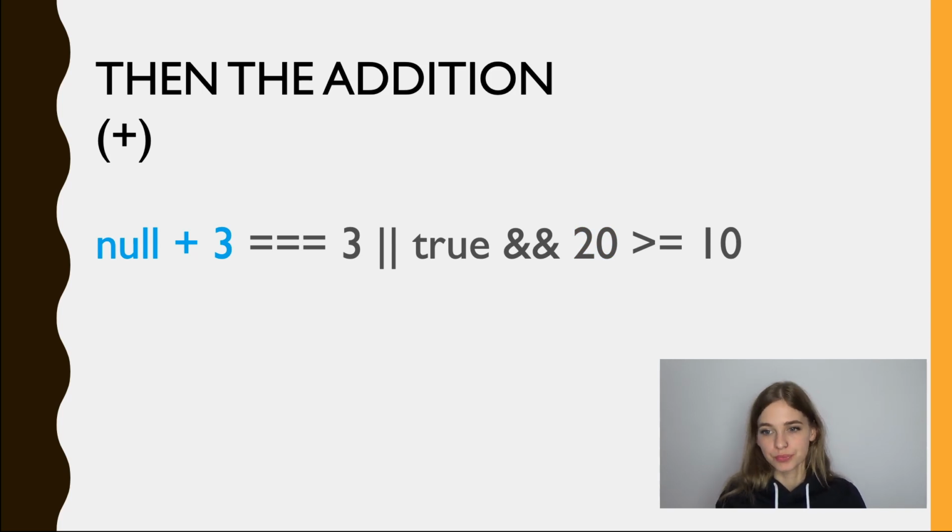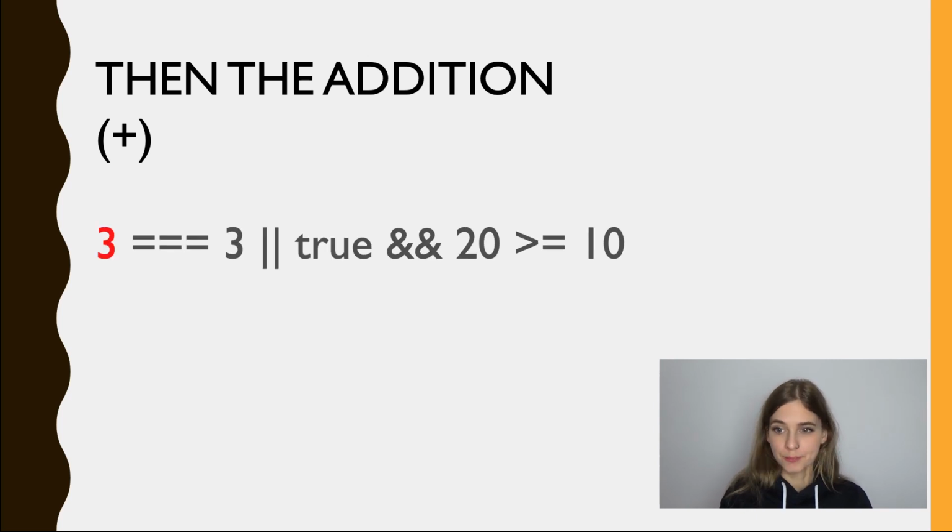Addition. So we have this statement here. We've got null plus 3. Again, the conversion should happen here. JS can see the number 3, can see the plus here, and even though null stands for no value, it should convert null into a 0. So 0 plus 3 would give us 3. Can you see how much smaller it becomes?